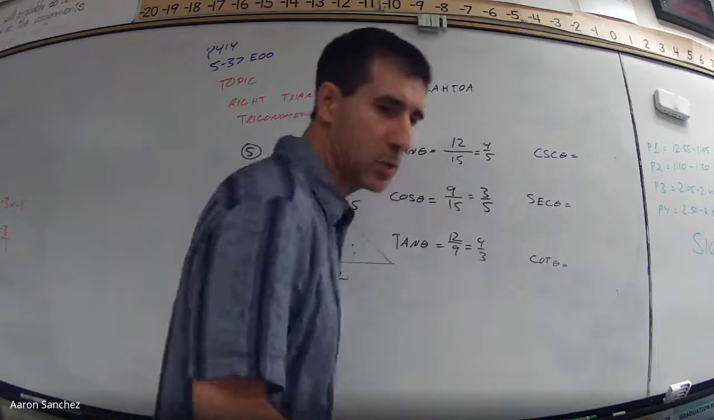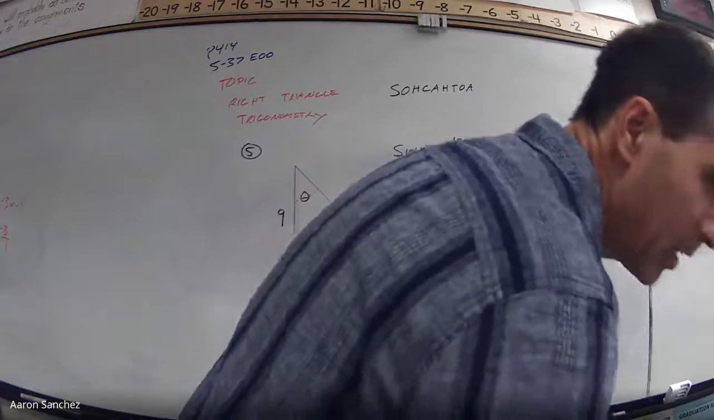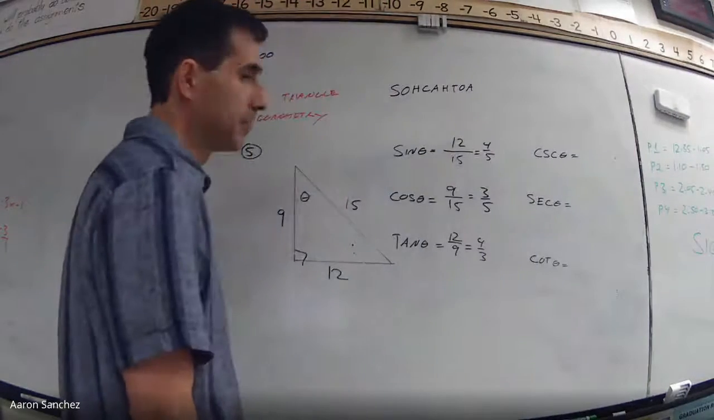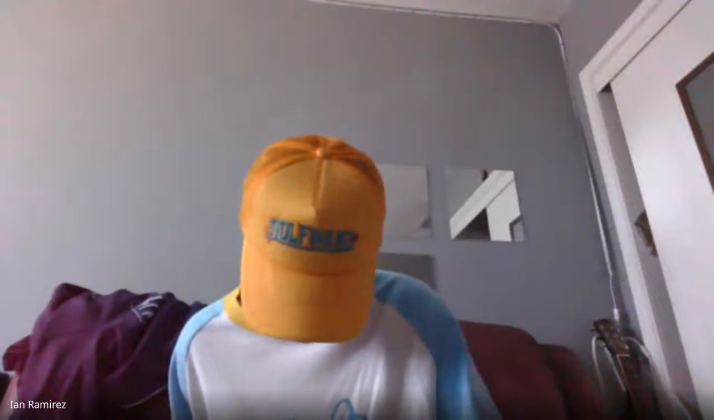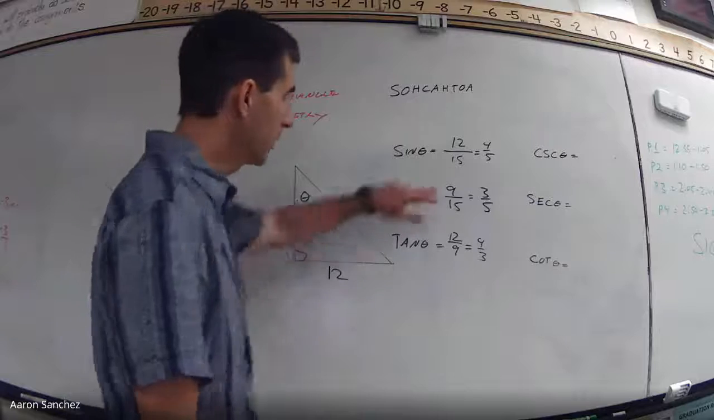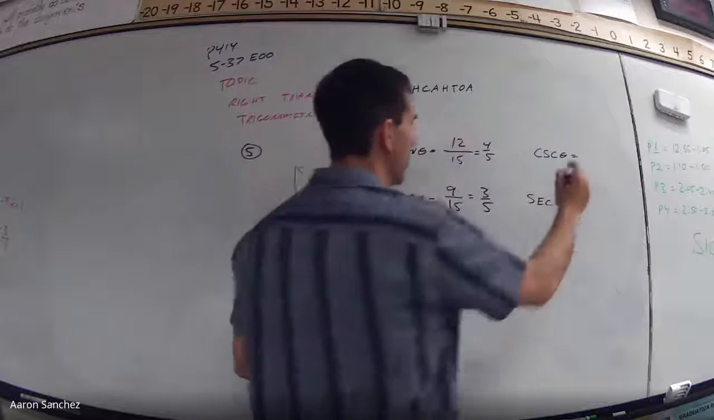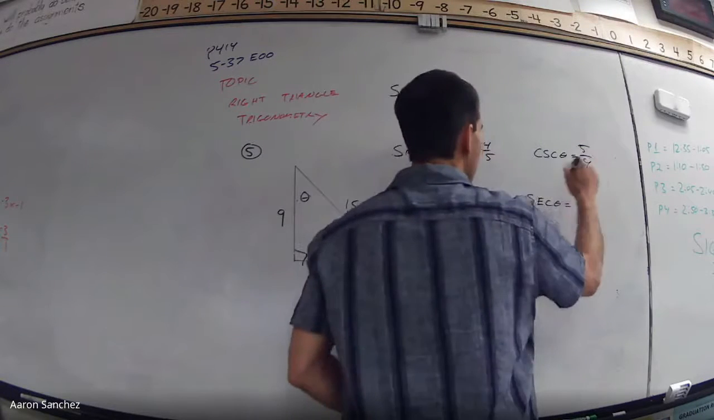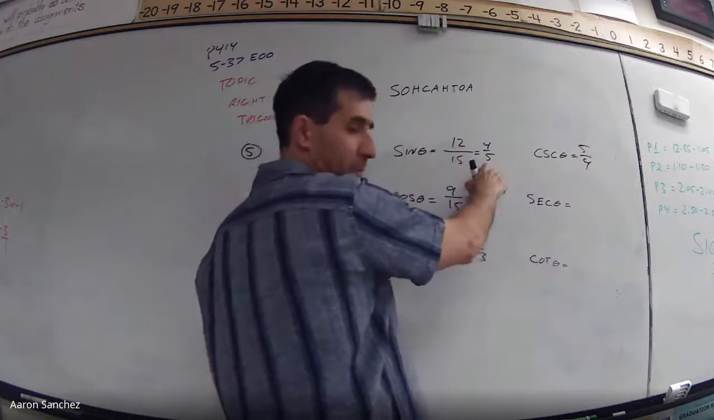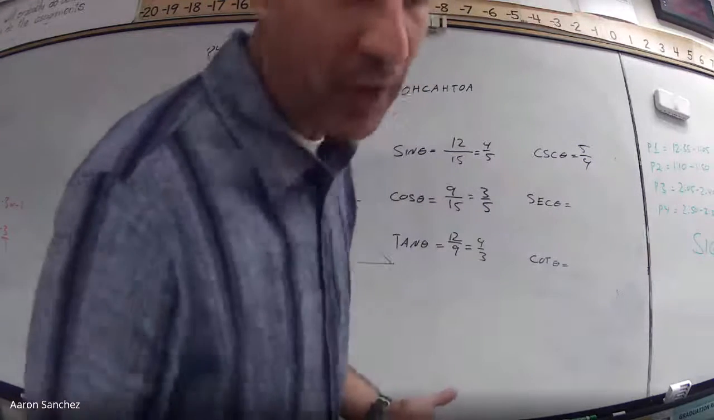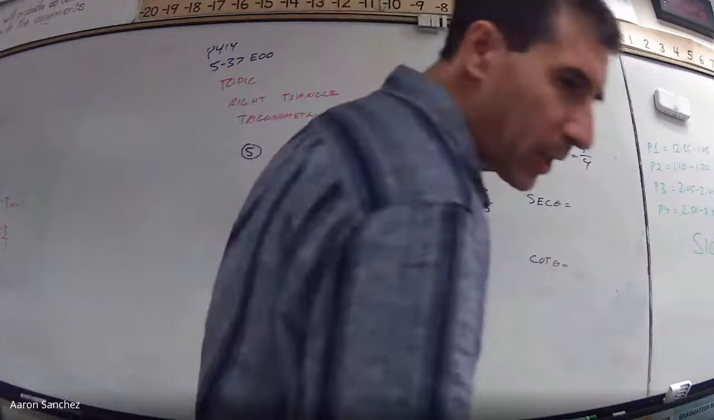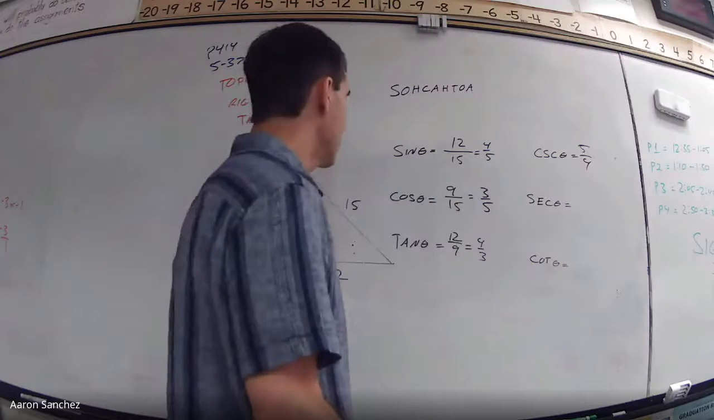Okay, what's my cosecant of theta? Ian, what's cosecant of theta? Isn't it 15 over 12? Yeah, but let's use this 5. Since it's the reciprocal of this, since I have this reduced, I'm going to do 5 over 4. But you're right, you just didn't simplify. Right, Ian?